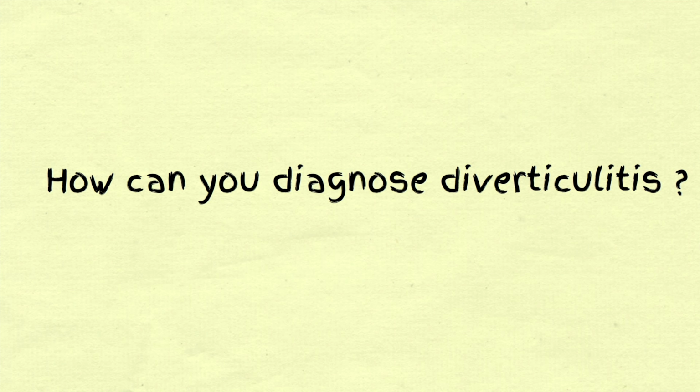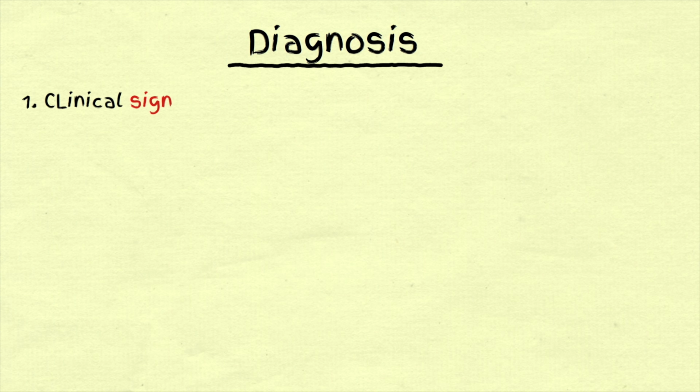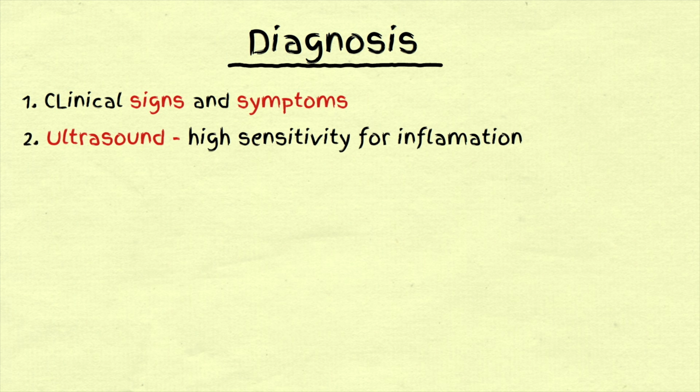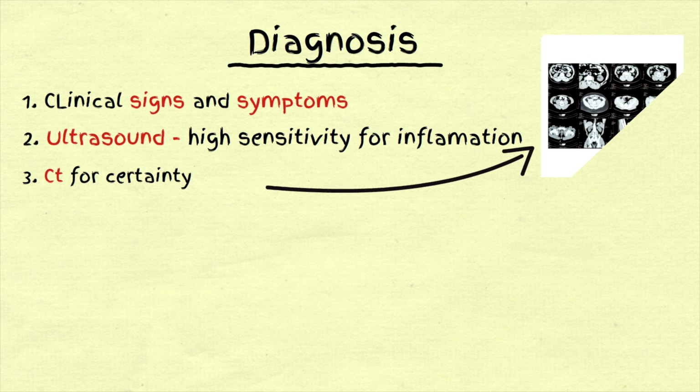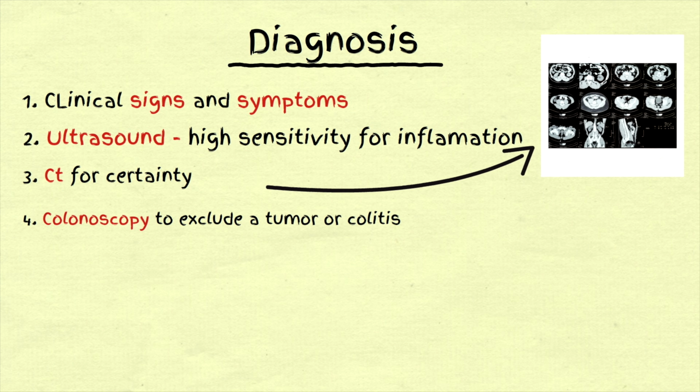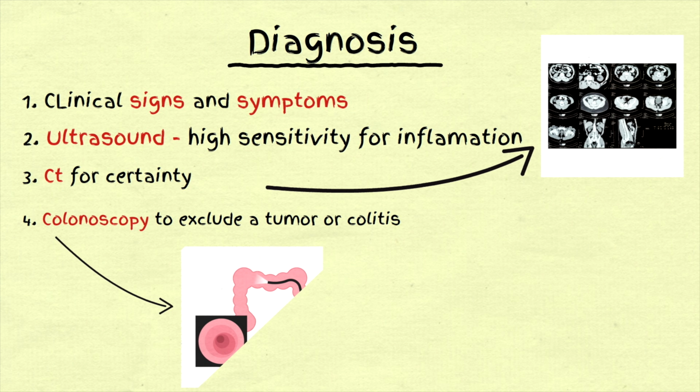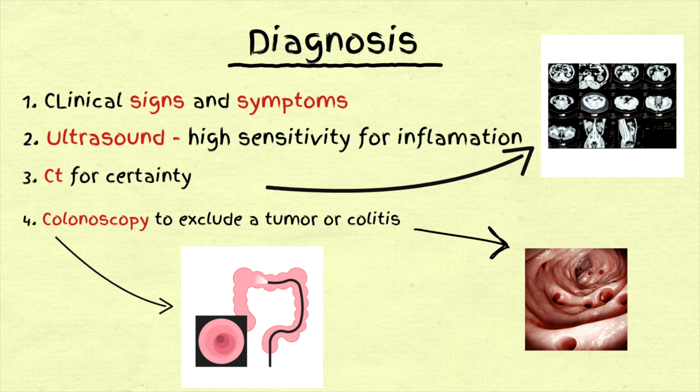How can you diagnose diverticulitis? The diagnosis of diverticulitis is mostly based on the usual clinical features. In addition, an ultrasound examination can be used, especially because of its high sensitivity for abdominal inflammations. But for certainty, a computed tomography of the abdominal cavity can be useful. On top of that, for those who need a surgical treatment, a colonoscopy can be used, especially if you want to distinguish a diverticulitis from a type of cancer or colitis.